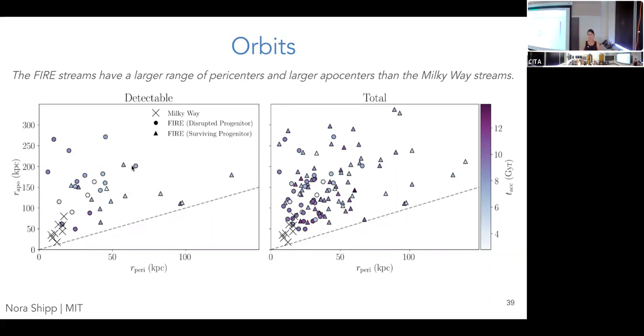So this is telling us something about the predictions for the undetectable streams that could possibly exist in the Milky Way. But a very important point is that even when you look at the detectable systems, there's a clear discrepancy between the orbits of the Milky Way streams, the X's down here, and the FIRE streams. FIRE is disrupting systems at much larger pericenters, and it actually has no systems at these smaller apocenters within about 50 kiloparsecs, which is different from what we see in the Milky Way.